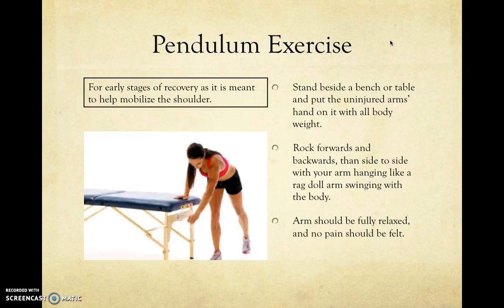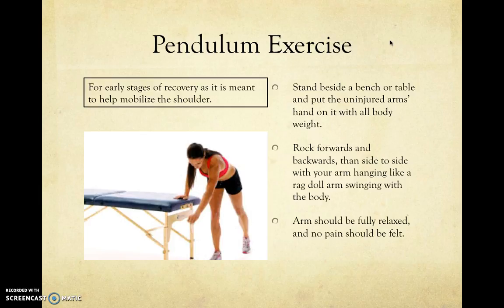Alright, so for some exercise, the pendulum exercise. This exercise is for the early stages of recovery, and it is meant to help you mobilize your shoulder. So to do this, you should stand beside a bench or a table and put your uninjured arm on the table and have all of your weight on that arm or shoulder. And you rock forward with your feet and let your arm hang down like a rag doll and swing to and fro, forward and backwards, and then side to side.